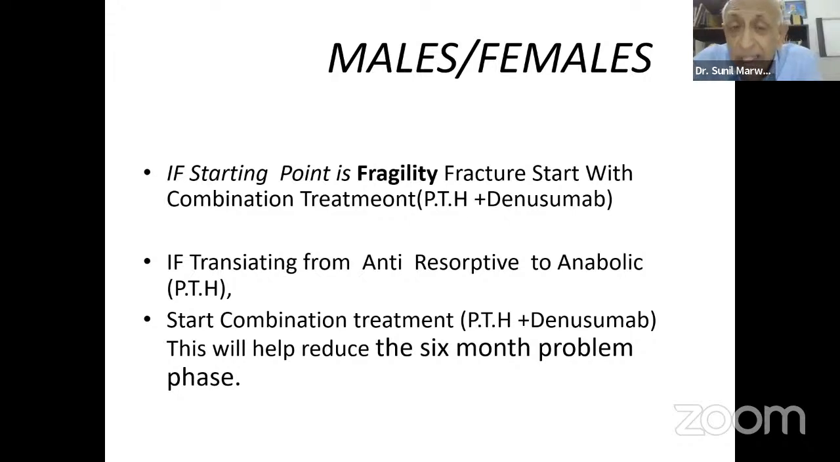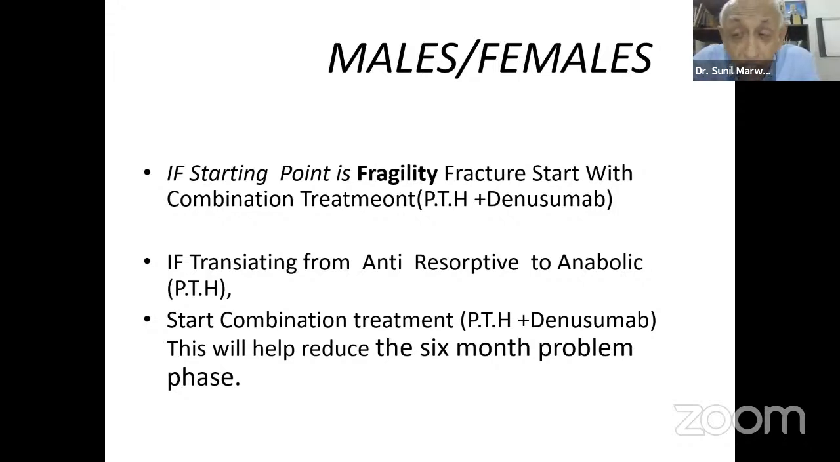The second point here, because in our settings, we get the patient at the fragility stage. So if you have a fragility fracture patient, as the data and data extension studies have shown, start with PTH and denosumab right away, same day. Also, because 90% of our patients have come to us or are coming to us with some kind of anti-resorptive treatment before.